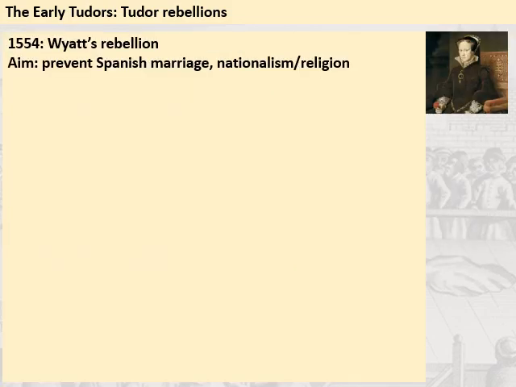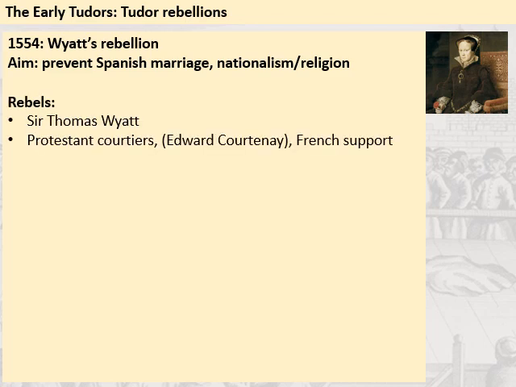So let's look at Wyatt's rebellion. The aim of this rebellion was to prevent the Spanish marriage. This is also tied to religion, inextricably. So it's led by Thomas Wyatt, who's a Protestant courtier. There are a number of other courtiers involved. We can also note the involvement of Edward Courtenay, who had previously been one of Mary's suitors, and there's also support from a foreign power here. There's also support from France. Why are they involved? Well, of course, they counter the Habsburgs. It's in their interest to destabilise the Habsburg monarchy.